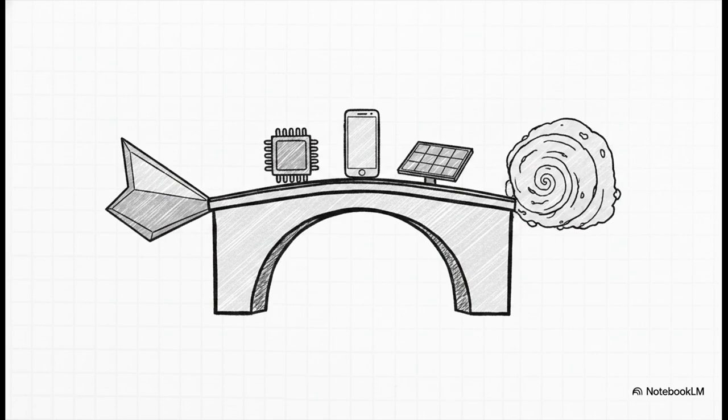But what happens right there in the middle? Well, we get metalloids. These act as this really vital bridge between the metals and the nonmetals. They basically have intermediate properties, which happens to make them incredible semiconductors.